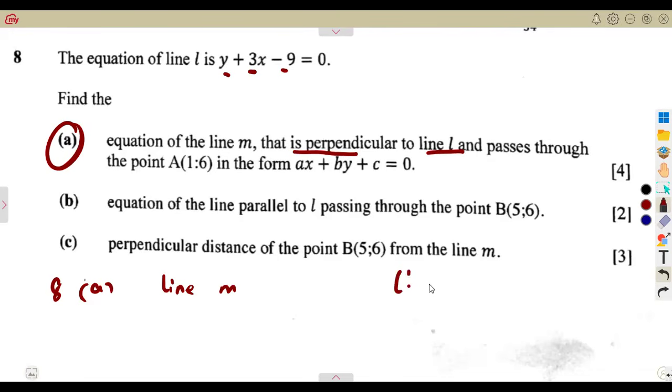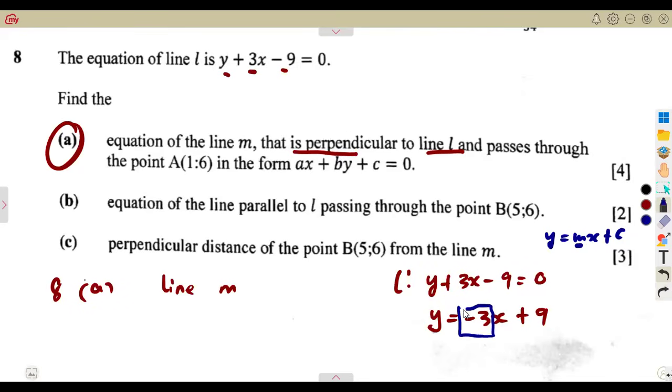Remember our line L, y plus 3x minus 9 is equal to 0. If they are perpendicular, we have to consider the gradient. And by writing this equation in the form of y is equal to mx plus c, we can see the gradient. Transposing, 3x will be minus 3x, minus 9 will be positive 9. So this gives us the gradient. Remember, m is the gradient. So from line L, the gradient of line L is minus 3.